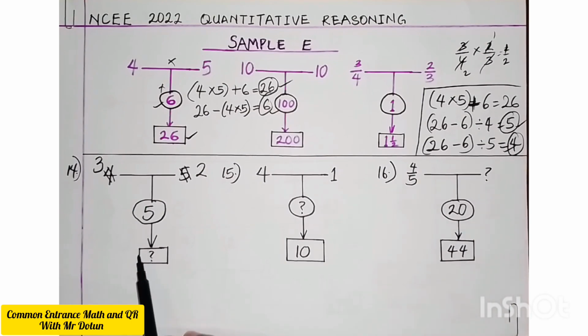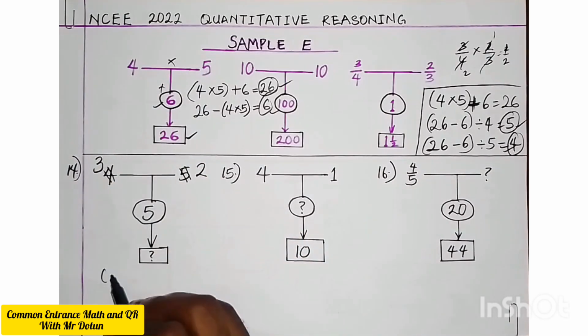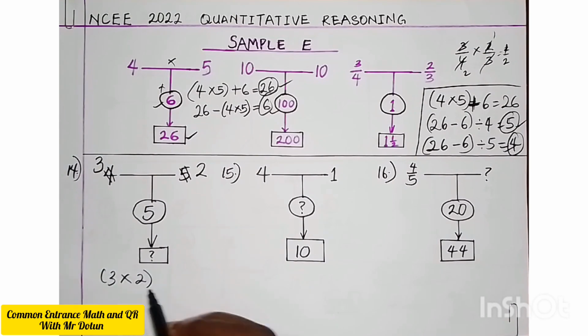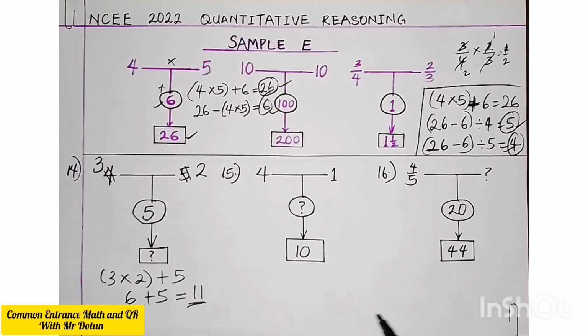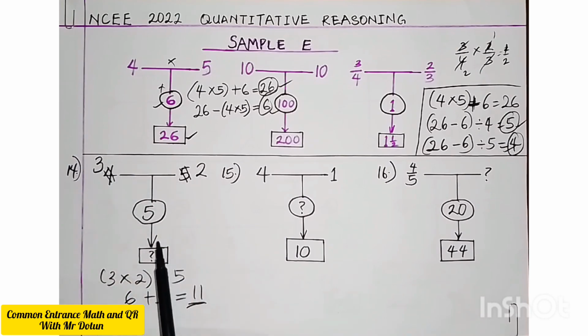Here the first one missing is the box in number 14. So that's the final answer. And how did we get that? This times this plus this. So we're going to do 3 times 2 plus 5. 3 times 2 is 6, and 6 plus 5 equals 11. So number 14, the answer is 11. So we did 3 times 2, 6, and 6 plus 5, 11.